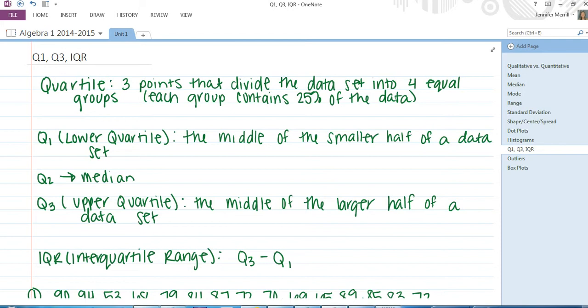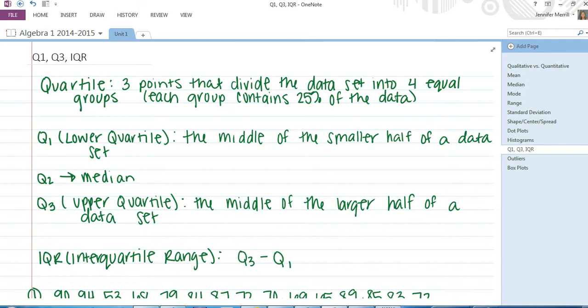A quartile is 3 points that divides this data set into 4 equal groups. Each of these groups contains 25% of the data, like quarters. There are 4 quarters in a dollar. There are 4 quartiles in a box and whisker plot.